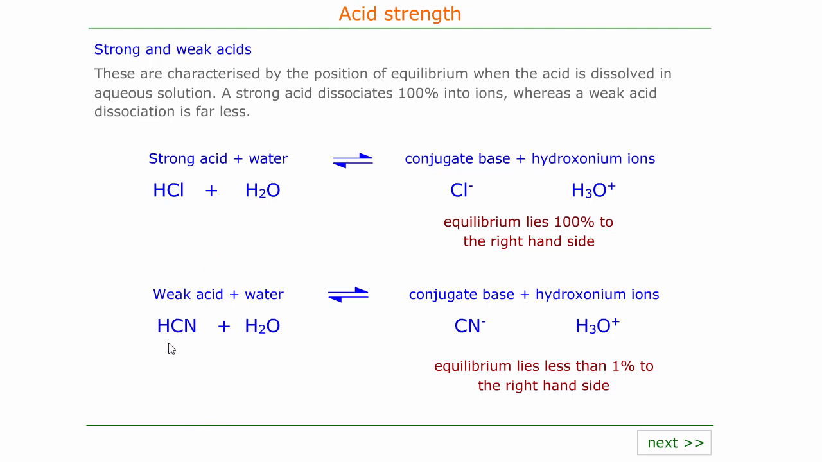However, a weak acid such as hydrocyanic acid, HCN, when it interacts with water only produces a few hydrogen ions and cyanide ions. The equilibrium in this case lies less than 1% to the right hand side. So a solution of hydrocyanic acid contains mainly hydrogen cyanide molecules and some cyanide ions and some hydroxonium or hydrated hydrogen ions.